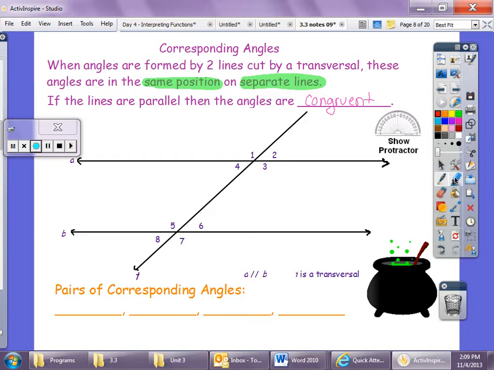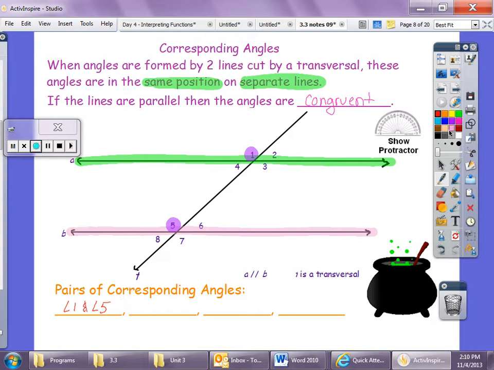So we have line A here, and then we have line B here. So corresponding angles, well, if we choose angle 1, that's on the top left. Well, if we look at this one, that's angle 5. So they're in the same position. So angle 1 and angle 5 are corresponding. They're in the same position, and they're always going to be congruent.